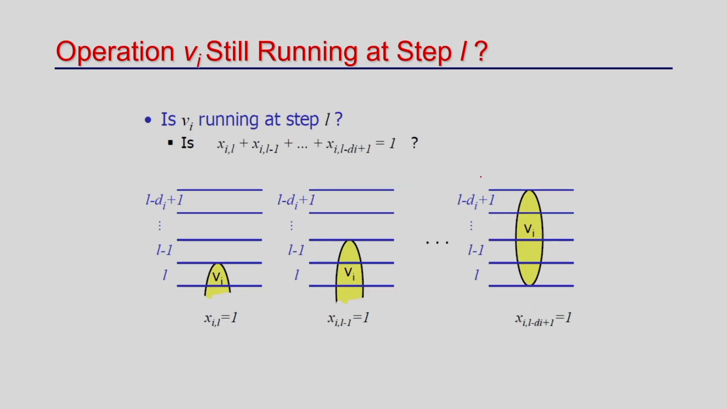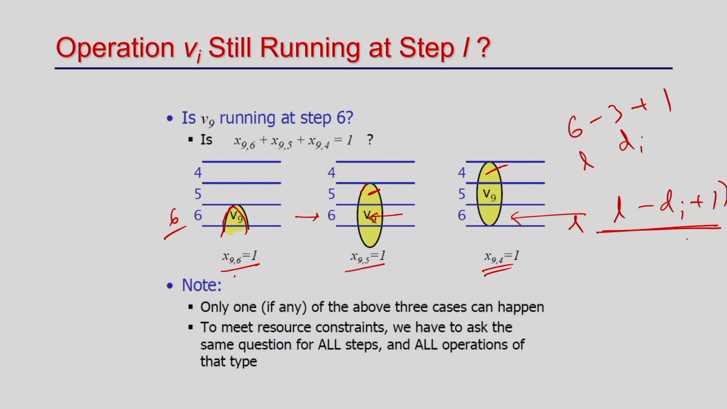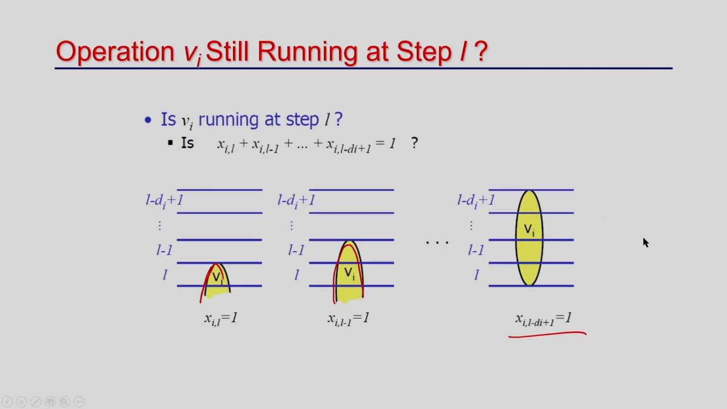Okay. So, if you generalize this, you can understand that if the operation is starting in the Lth timestamp, L minus 1 timestamp, L minus 2 timestamp, or L minus di plus 1 timestamp, right, this is what I have given here, L minus di plus 1 timestamp, it is still occupying a resource in timestamp L. Okay. So, if I try to identify the resource requirement for timestamp L, even if this operation starts at L minus di plus 1 timestamp, it is still occupying one resource at timestamp L. Okay. So, this is how I can identify what are the operations running in timestamp L, right.